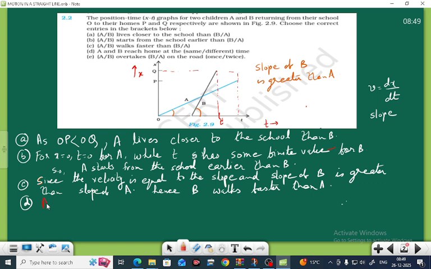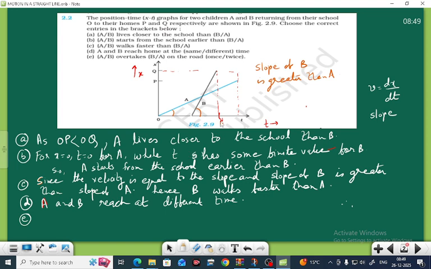So A and B reach home at different times.